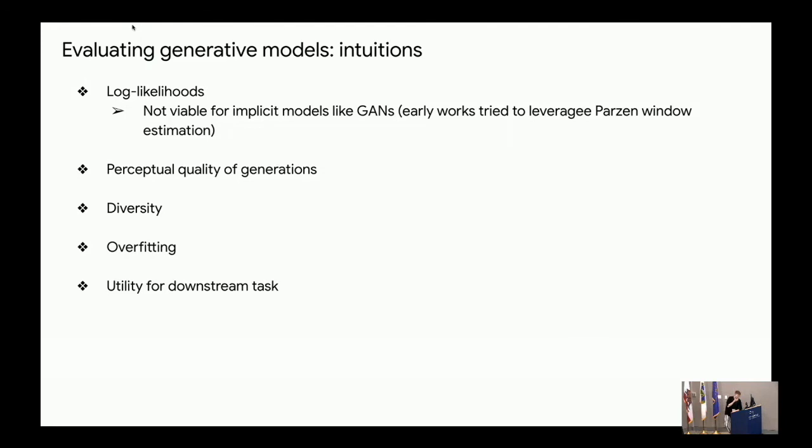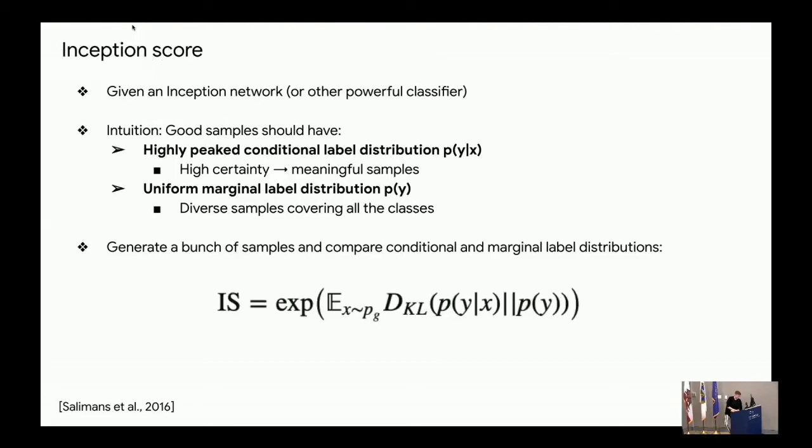And then also utility for some downstream task, that's also important depending on why you're building the model. So a couple of scores that people have proposed to quantify these different types of things. One is the inception score.